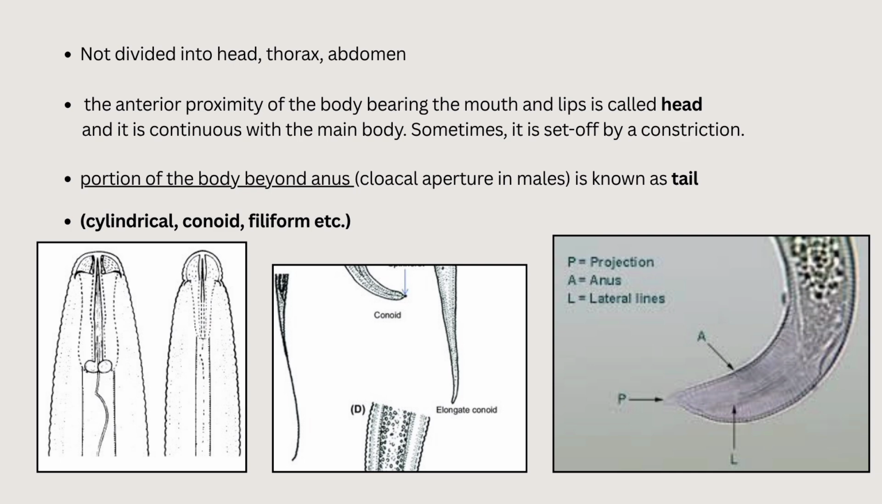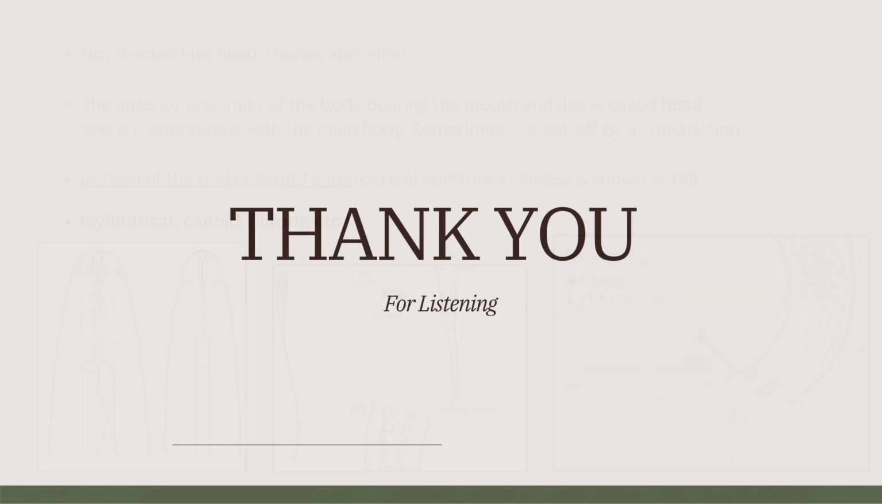So that is the tail. It can be cylindrical, conoid, filiform, or digitate. What does digitate mean? Digitate simply means the tail ending has a finger-like projection. So that's it. Thank you.